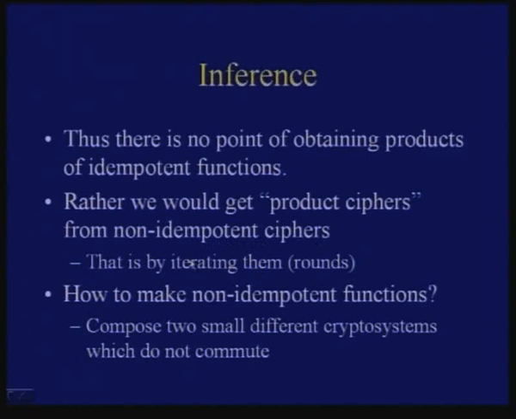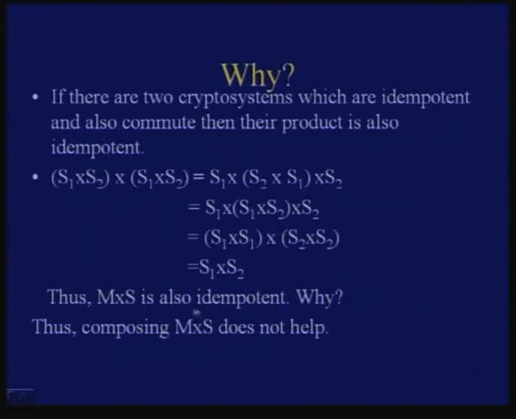If we had some non-idempotent ciphers, I would have liked to iterate them, and that is essentially the concept of a round which exists in all classes of symmetric ciphers in today's world. So the question is how to make non-idempotent ciphers or functions. The idea would be to compose two small different crypto systems which do not commute. Do you follow this? If you don't follow, then this will become clear because of this calculation.